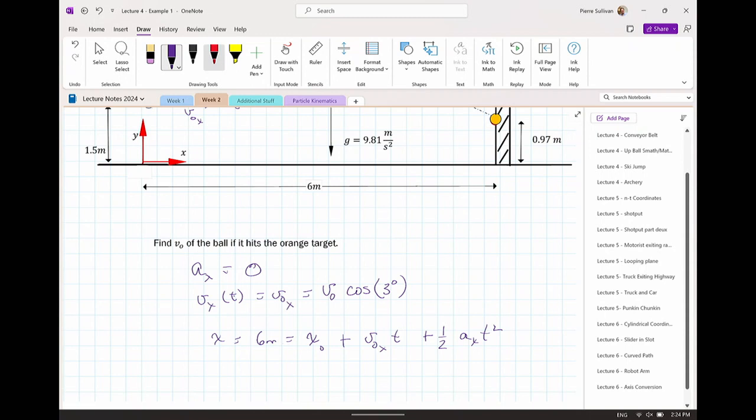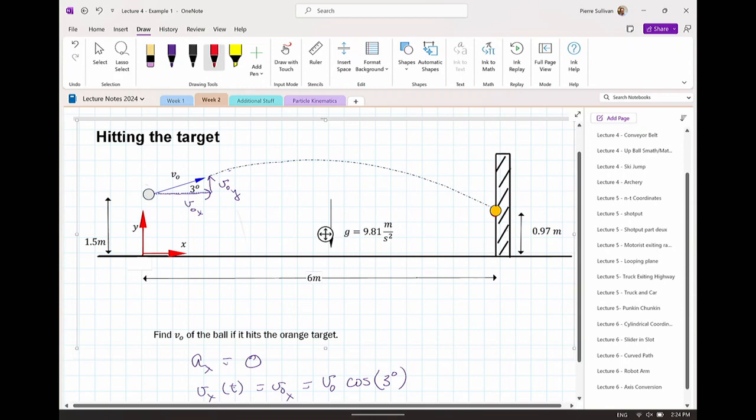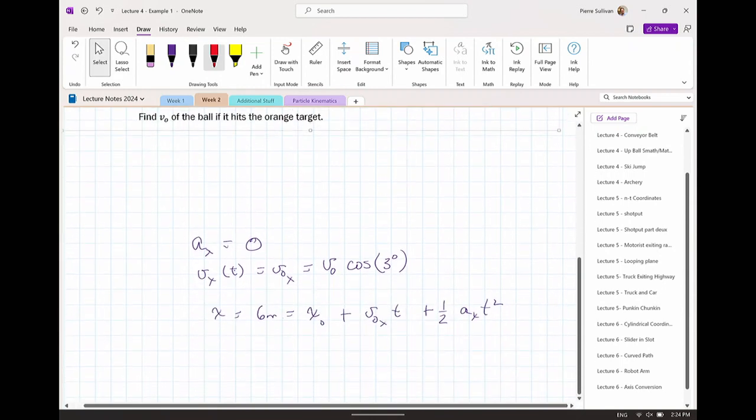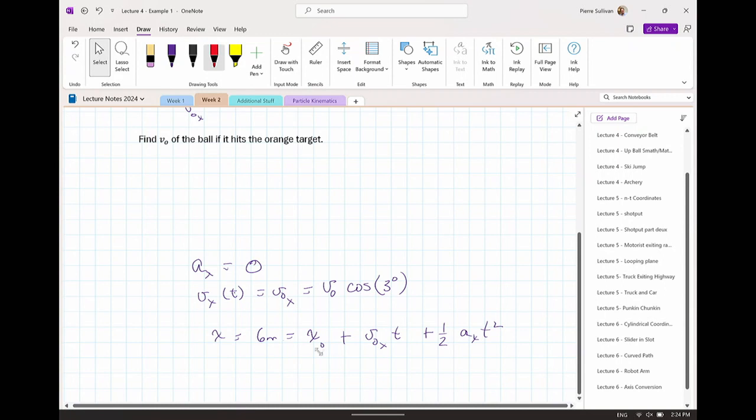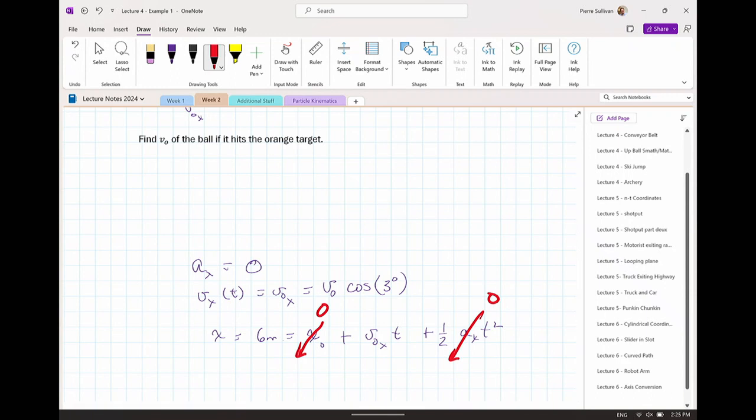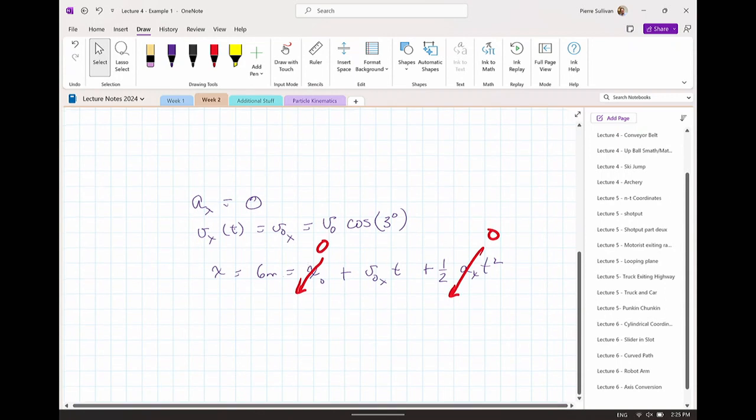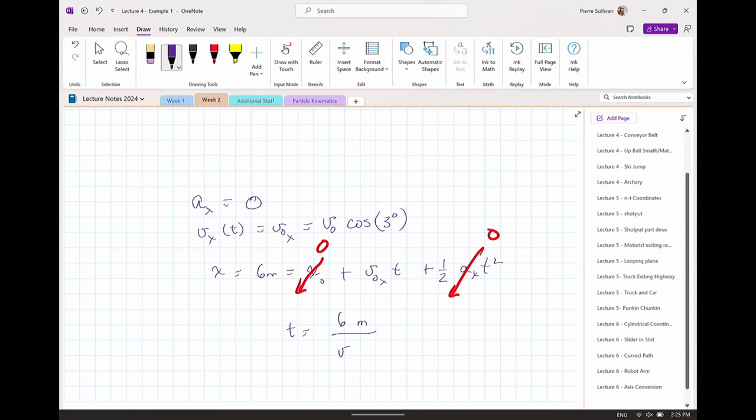So in that case, x naught is equal to 0, ax is equal to 0 because there's no acceleration in the x direction. So time is equal to 6 meters over V naught cos of 3 degrees.